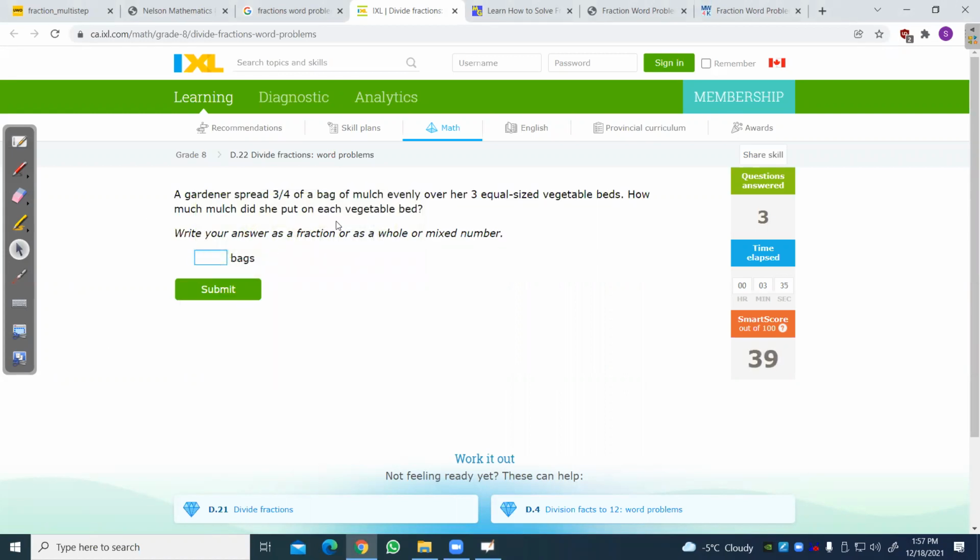Okay, again here. A gardener spreads 3/4 of a bag of mulch evenly over yada yada. So do we do 3 divided by 3/4, or is this even a division? What do you think? Well, it is division, okay. But it's what over what? It's 3 divided by 3/4.